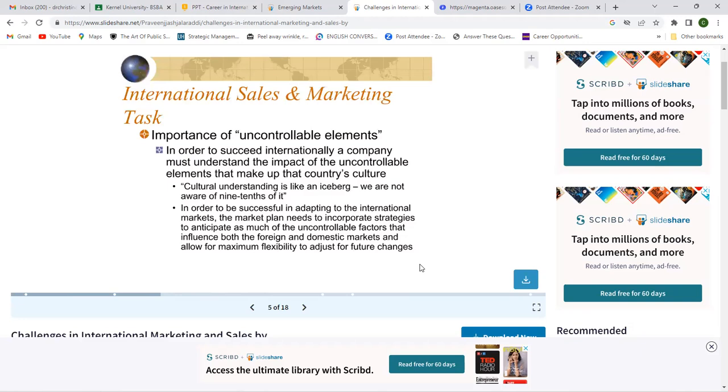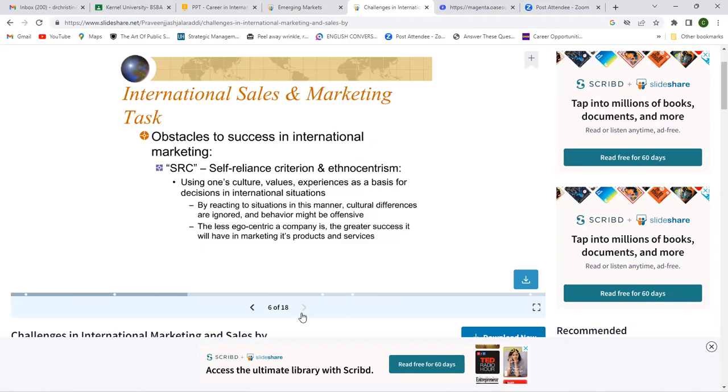The importance of uncontrollable elements. In order to succeed internationally, a company must understand the impact of the uncontrollable elements that make up a country's culture. Cultural understanding is like an iceberg. We're not aware of 9/10 of it. In order to be successful in adapting to international markets, the marketing plan needs to incorporate strategies to anticipate as many of the uncontrollable factors as possible that influence both the foreign and domestic markets, and allow for maximum flexibility to adjust for future changes.